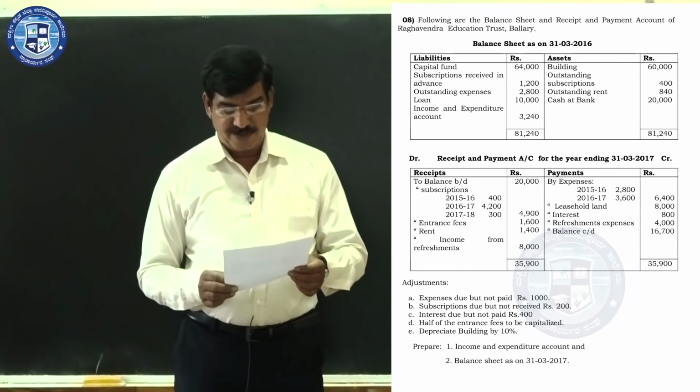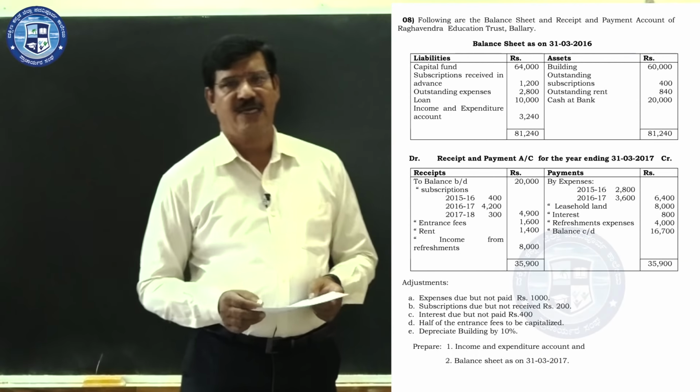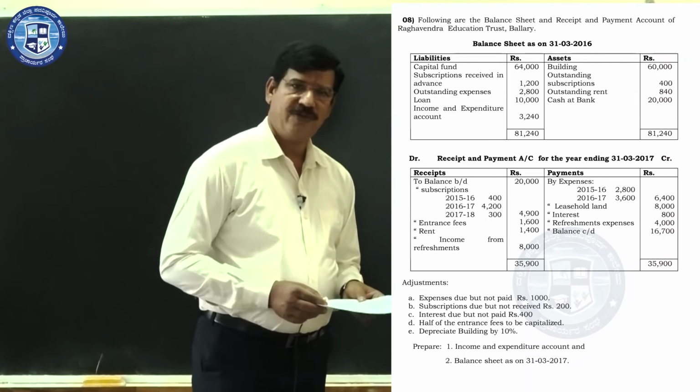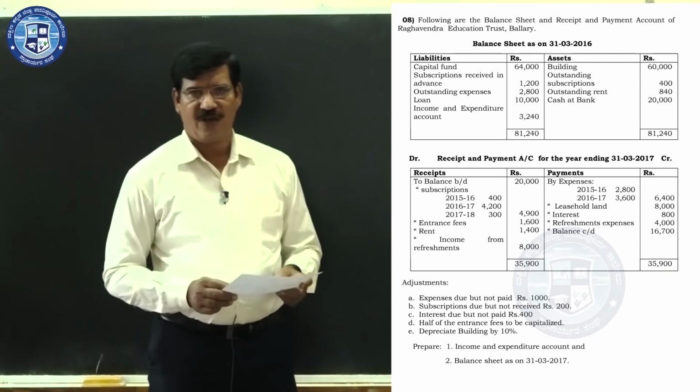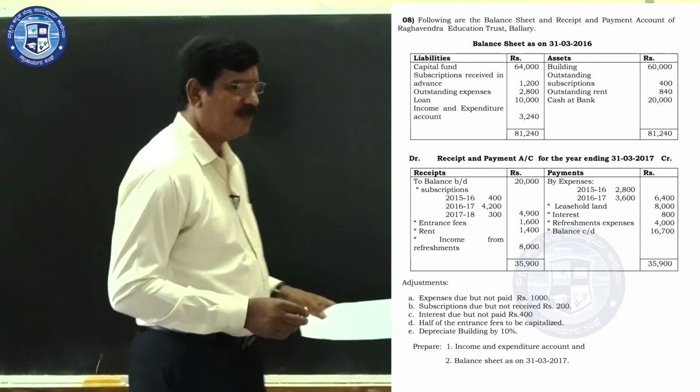Depreciate building by 10%. Of course, you know how to treat the depreciation. Once in the income and expenditure account, and again in the balance sheet, you have to deduct the depreciation from the building. So this is how you have to work out the problem. Now let's see how to prepare the income and expenditure account.